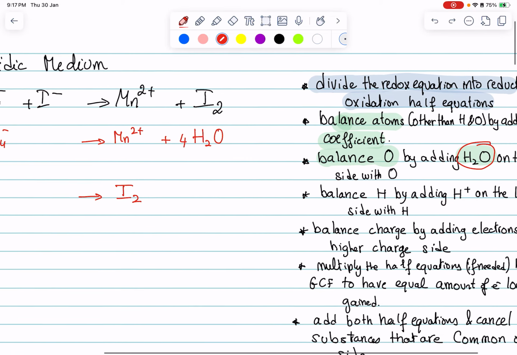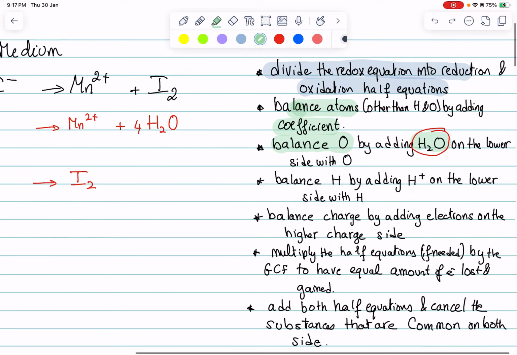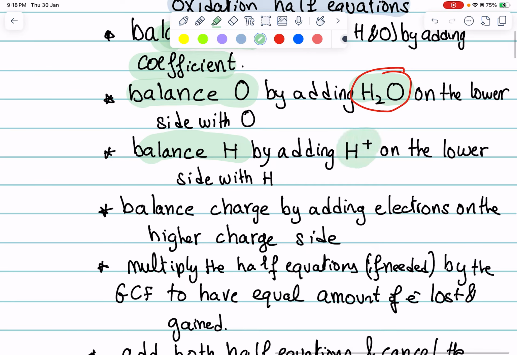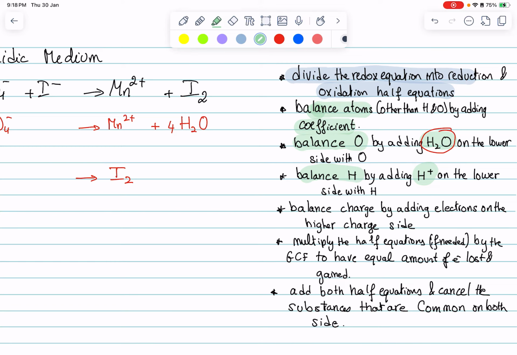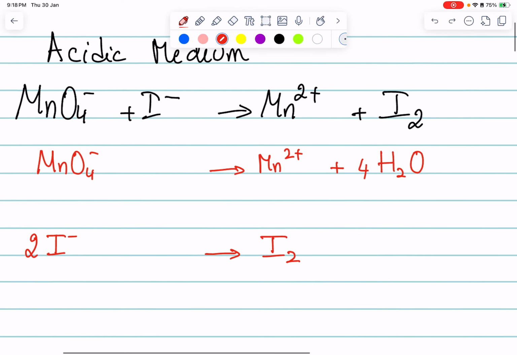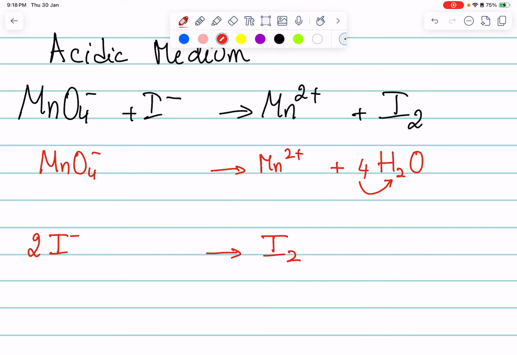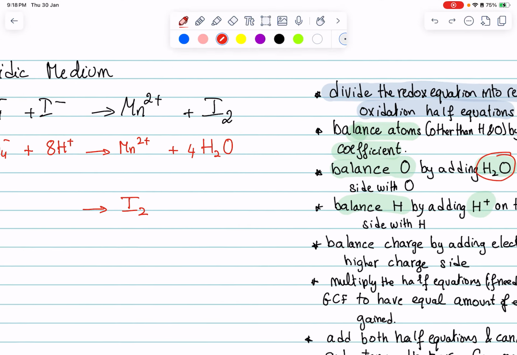Now after balancing oxygen, you move to balancing hydrogen. So you balance H by adding H plus on the side with less hydrogens. And you have to follow these steps in this order. You should not mix those steps. So now I'm going to count how many hydrogens I have. On this side, we have 4 times 2, 8 hydrogen atoms. And on this side over here, no hydrogen atoms. So you balance hydrogen by adding H plus on the side that needs more hydrogens. So here we need 8 H plus. Again, this equation over here doesn't need balancing of hydrogen. It doesn't have hydrogen atoms.